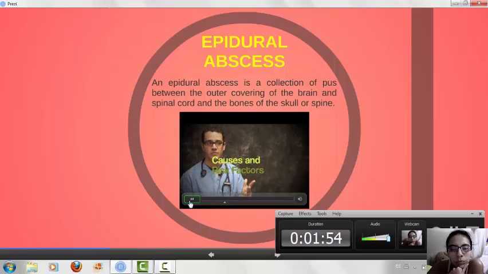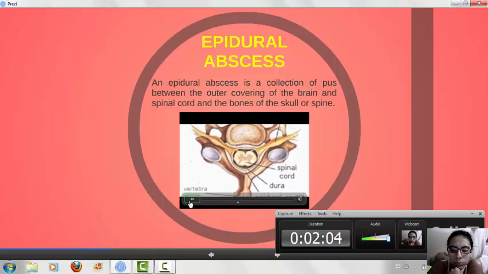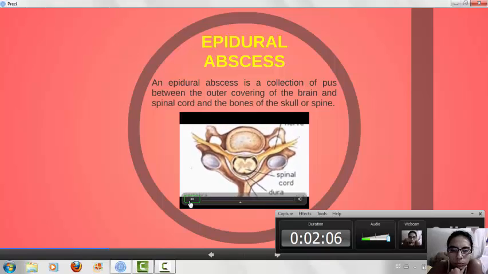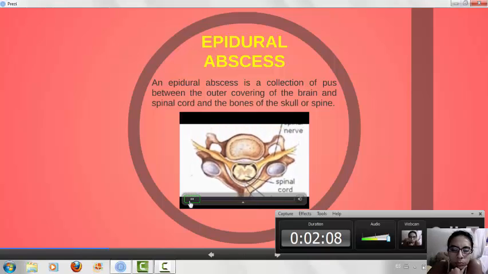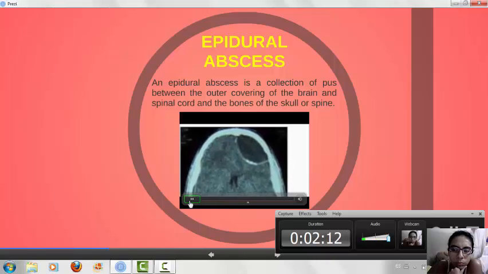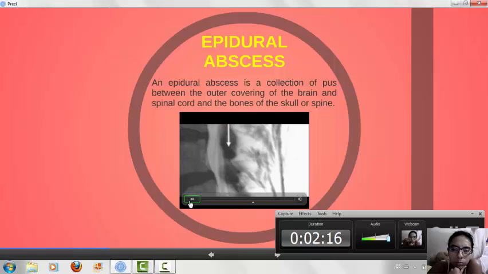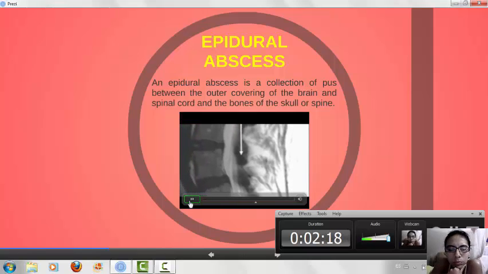Causes, incidence, and risk factors associated with epidural abscess. First, epidural abscess is a rare disorder caused by infection in the area between the bones of the skull or spine and the membranes covering the brain and spinal cord, the meninges. This infection is called an intracranial epidural abscess if it is inside the skull area, or a spinal epidural abscess if it is found in the spine area. Most of them are located in the spine.